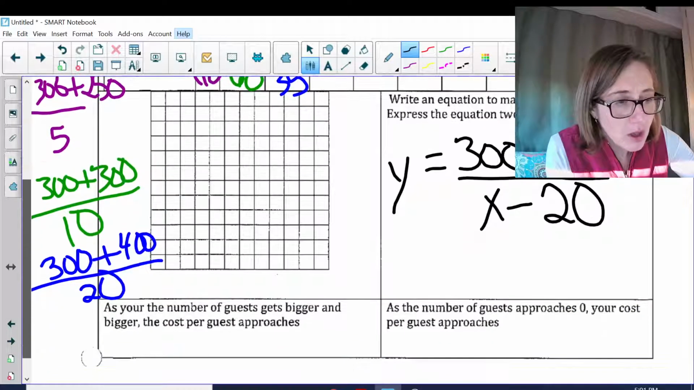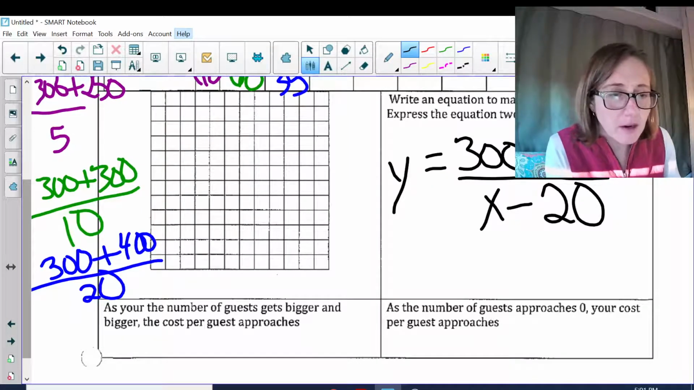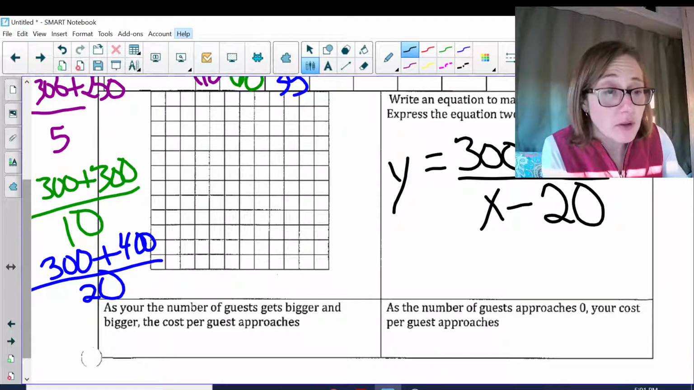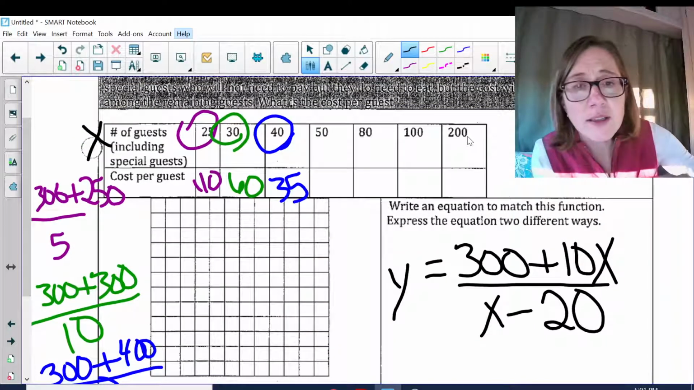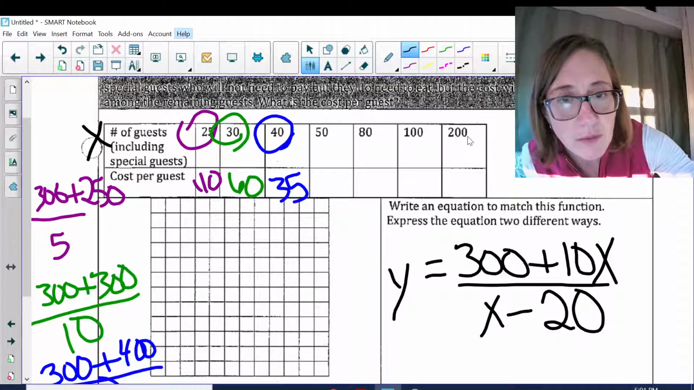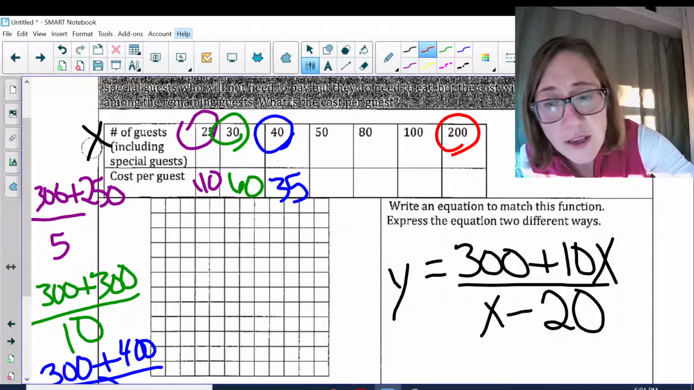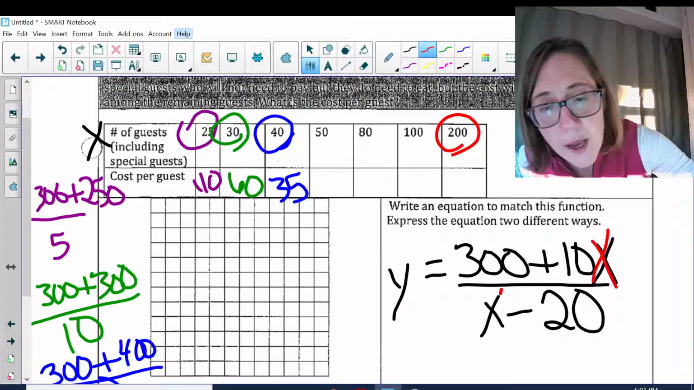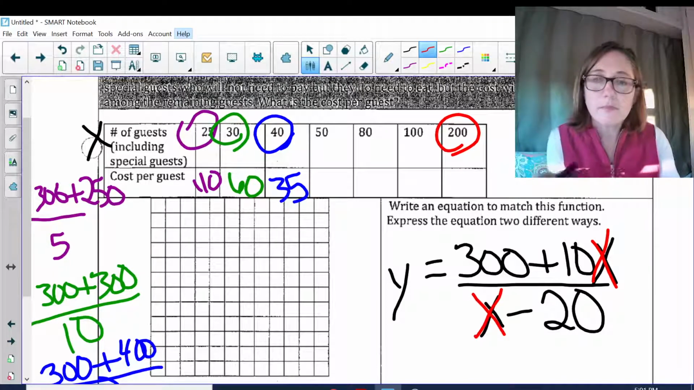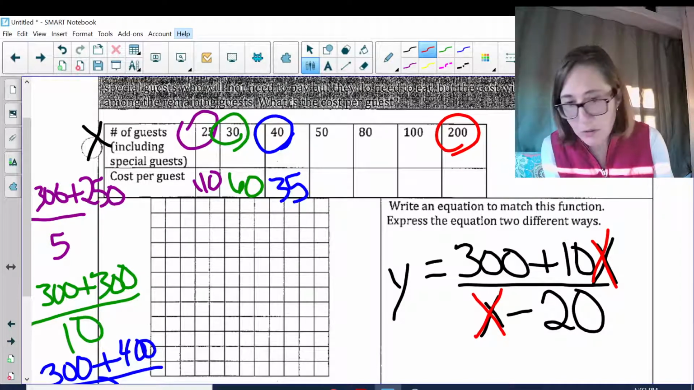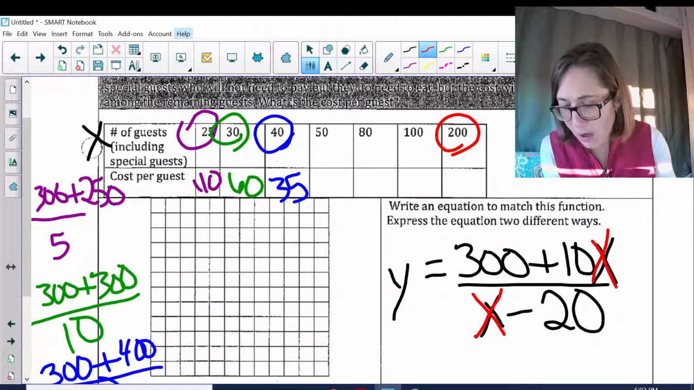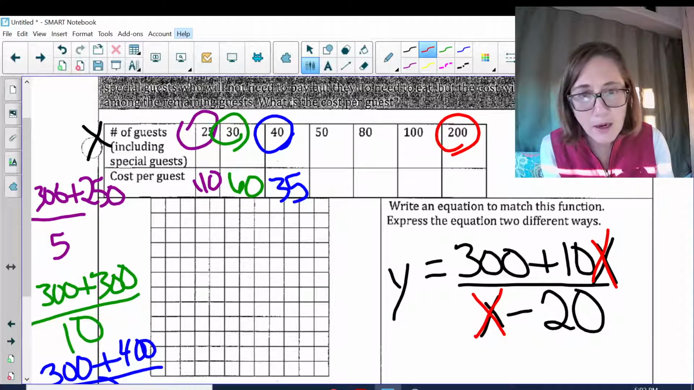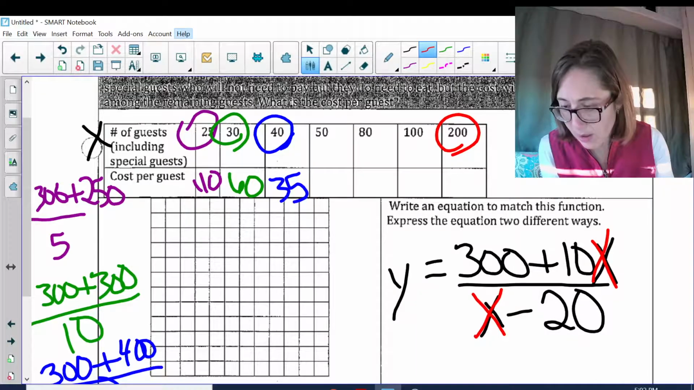As the number of guests gets bigger and bigger, the cost per guest approaches... Okay, so to answer this, I want to skip ahead and do the 200 with you. So I'm going to feed that 200 into my function here. So that means 300 plus 10 times 200 is 2,000. So $2,300 is my numerator. And I'm going to divide that by 180 people.